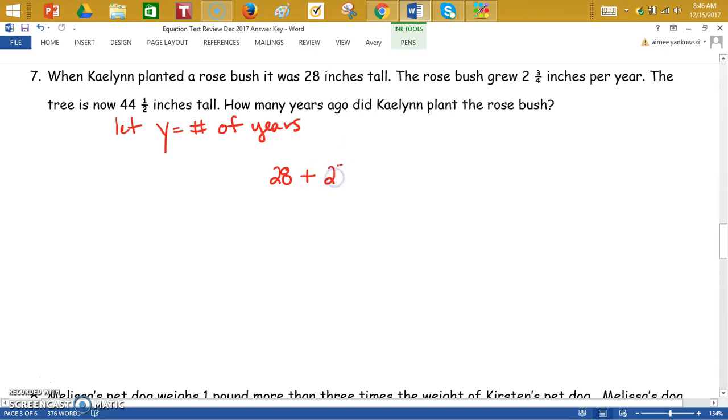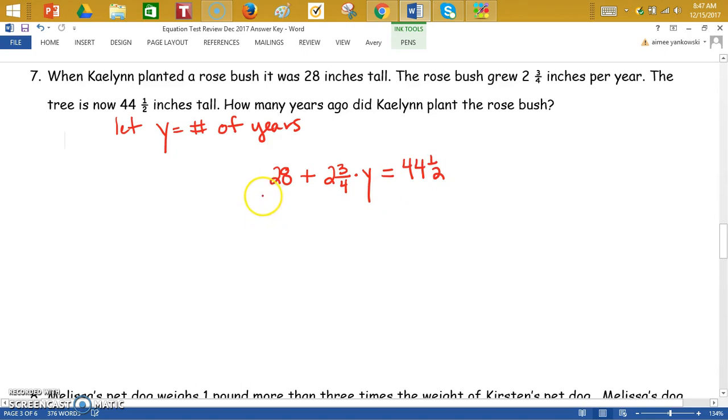Well, it grows 2 3/4 inches per year times however many years it's going to grow at that rate. And now it's 44.5 inches tall. So in order to figure out how many years ago the tree was planted, I would set up an equation, take the original height of the tree, add to that however many inches it's growing times the number of years it's going to grow at that rate, and then you'll get the ending height of the tree.